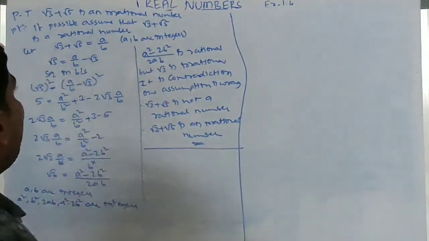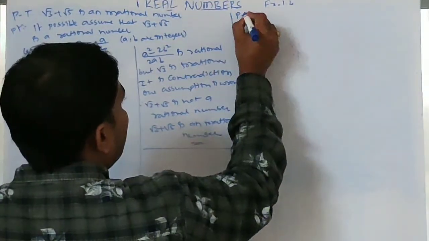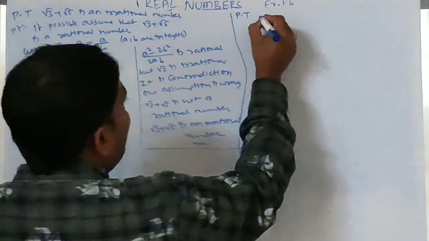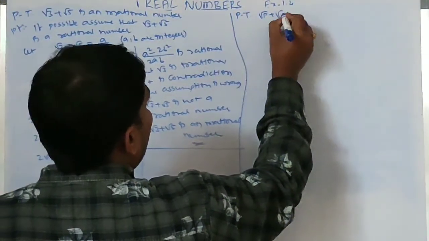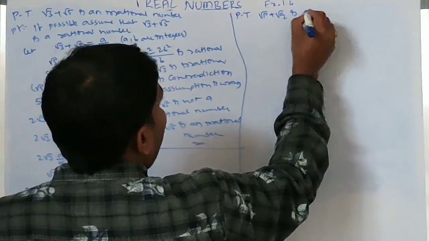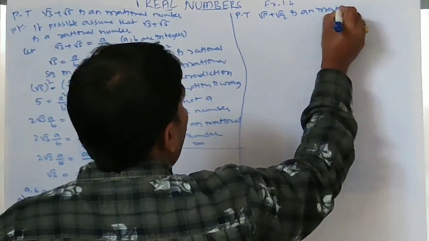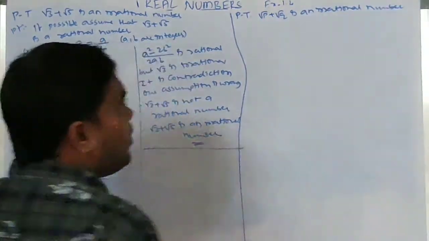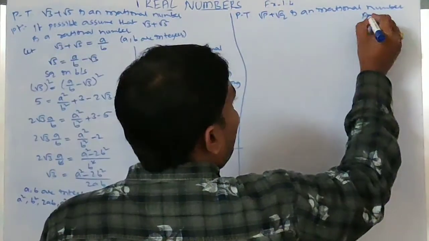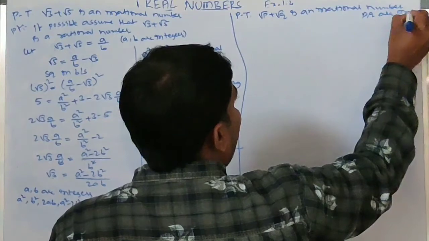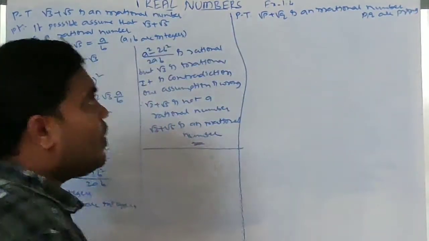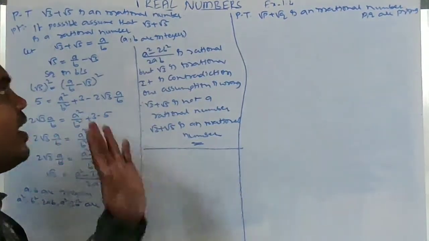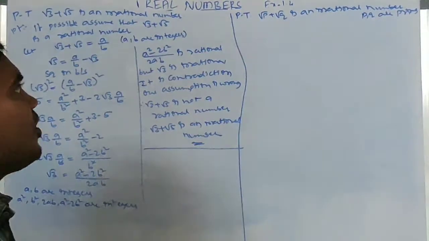Okay. So second, prove that root p plus root q is an irrational number, where p, q are primes. So root p plus root q we need to prove is an irrational number. Here p, q are primes.